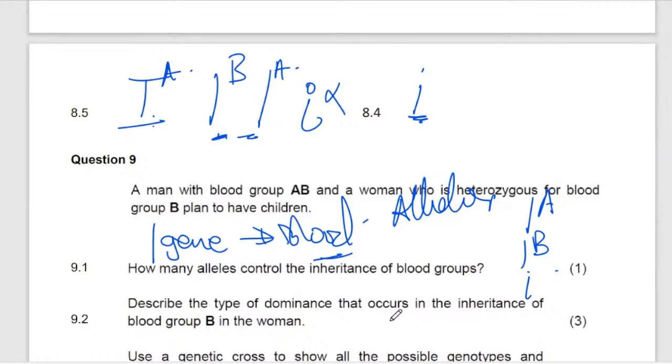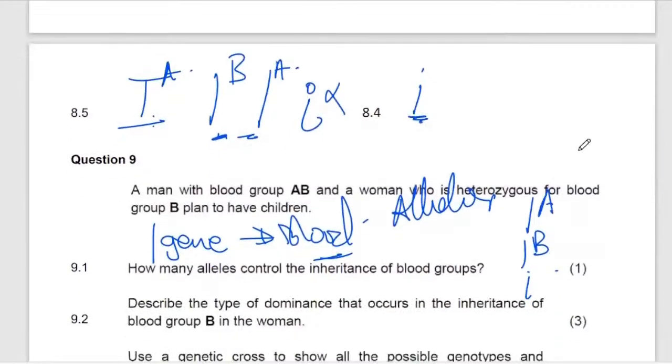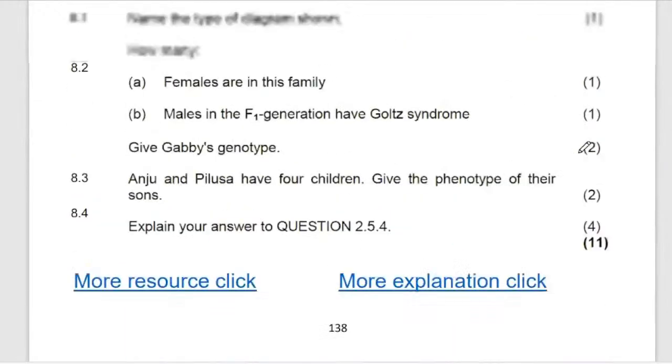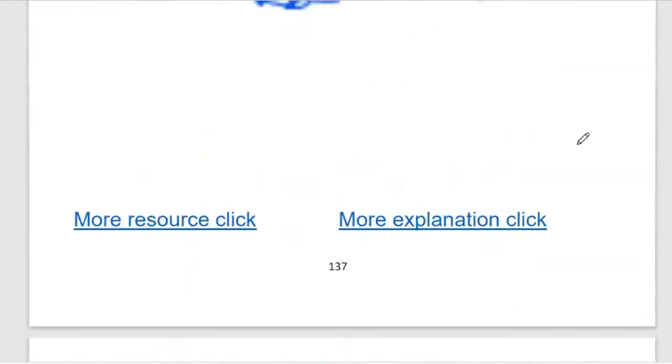We go to the next part, where they're asking you how many genotypes. Oh, before I go on, guys, there's something I forgot.